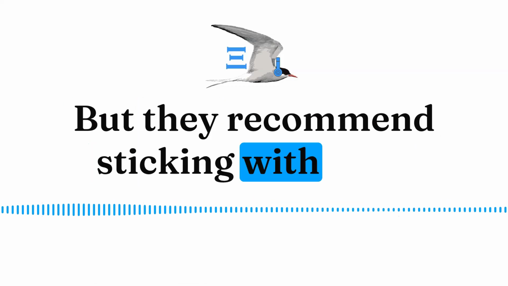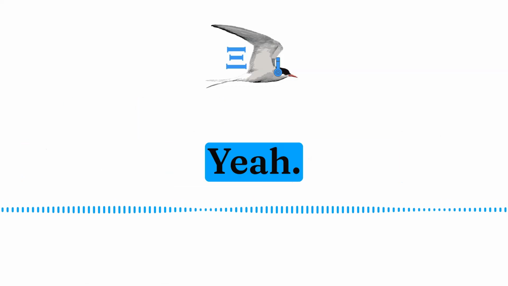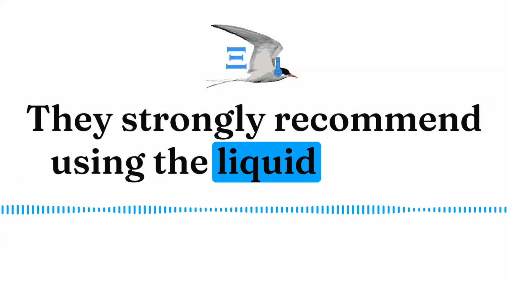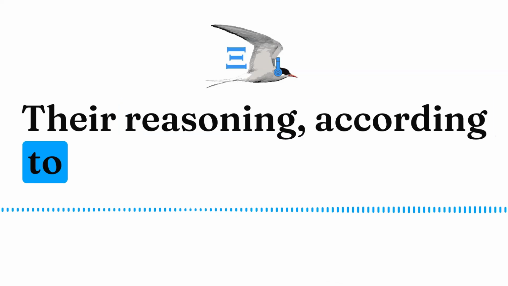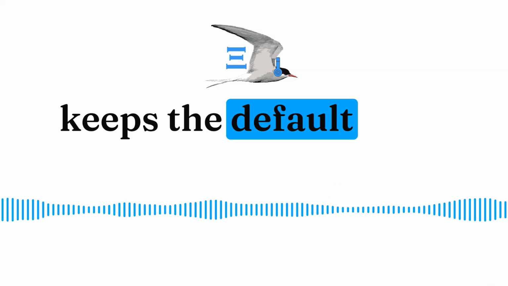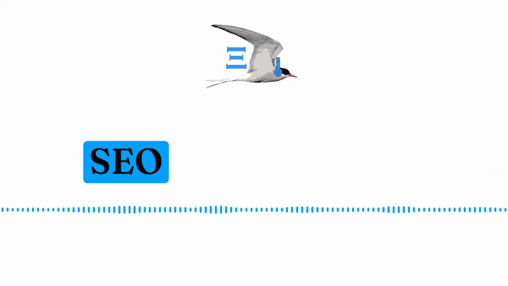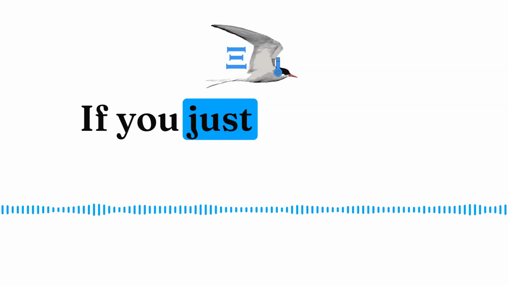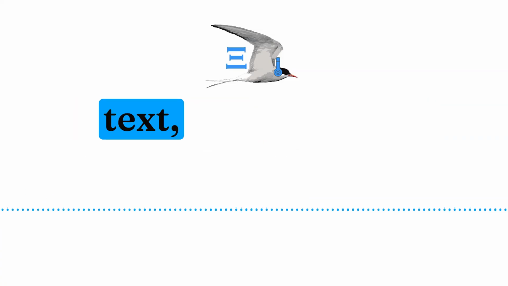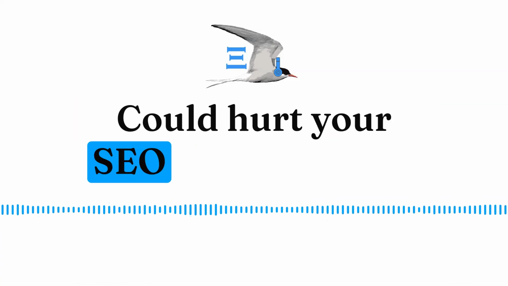But they recommend sticking with their system, right? Not just pasting plain text. Yeah, they strongly recommend using the liquid objects. Their reasoning, according to the docs, is that Shopify keeps the default rules updated based on current SEO best practices. If you just overwrite everything with plain text, you miss out on those updates. Right, could hurt your SEO down the line.